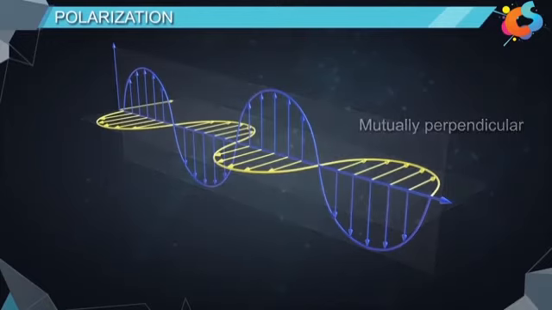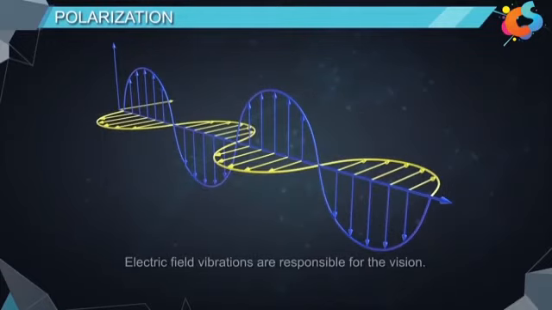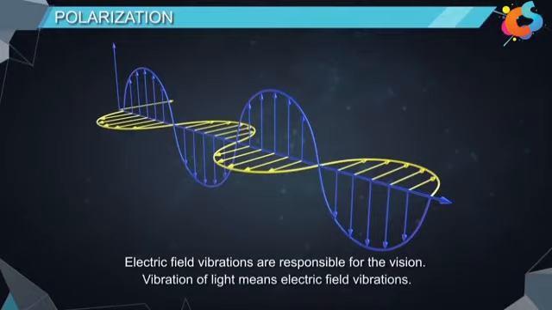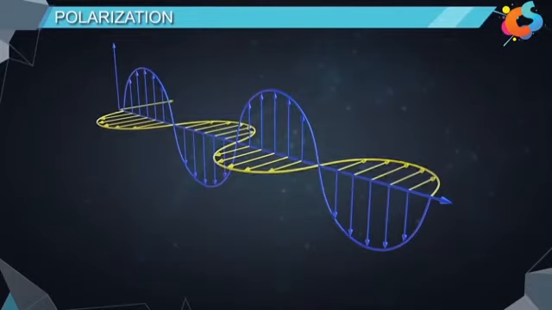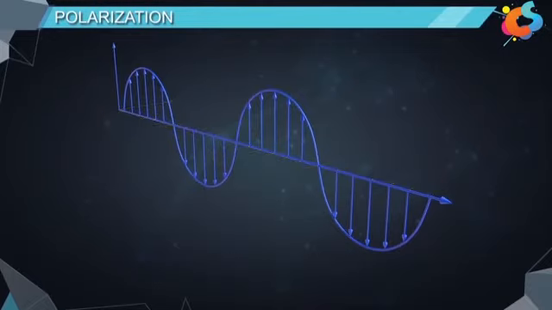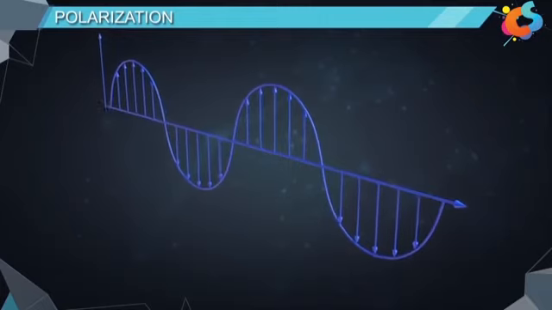each other. It was proved that electric field vibrations are responsible for the vision. Therefore, vibration of light means electric field vibrations. If we neglect the vibrations of magnetic field, the representation becomes simpler. Now, the electromagnetic wave will look like a pure transverse wave.